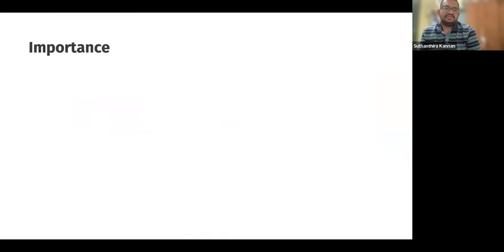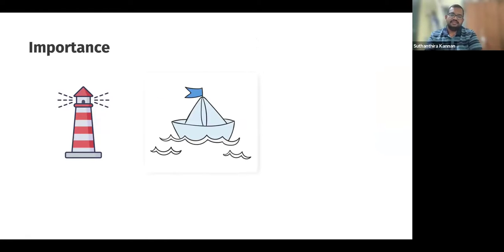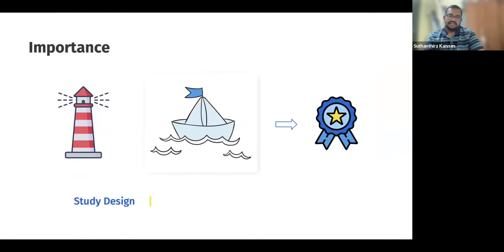So what are the objectives? Objectives are very, very important because objectives form the lighthouse of your study. From the objective only, you are going to calculate the sample size, etc. This will help you to find where you are, so that we can achieve the things. Based on the objective only, we will decide the study design, calculate the sample size and choose the study tools also.